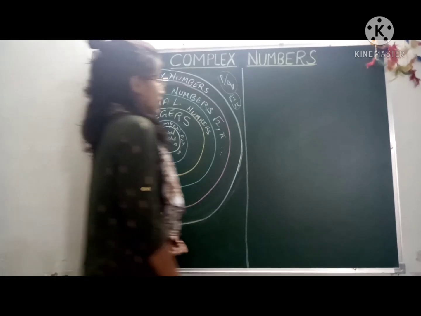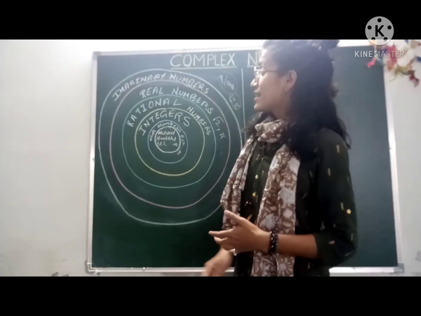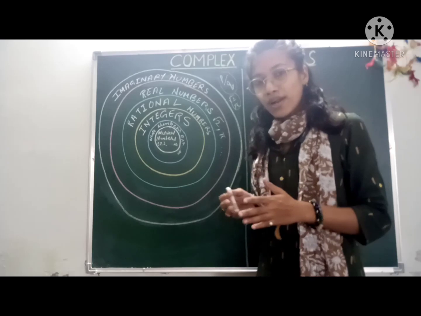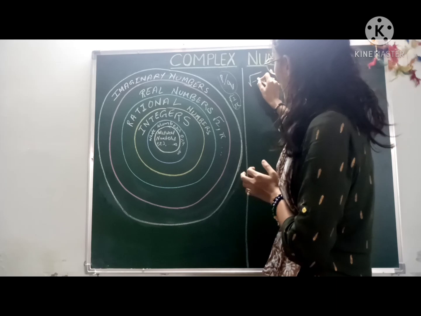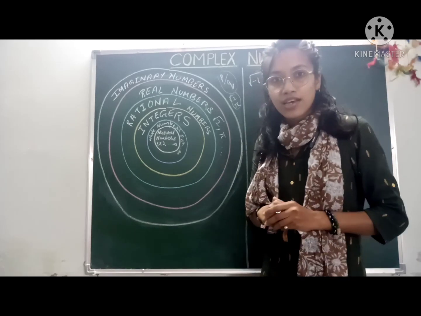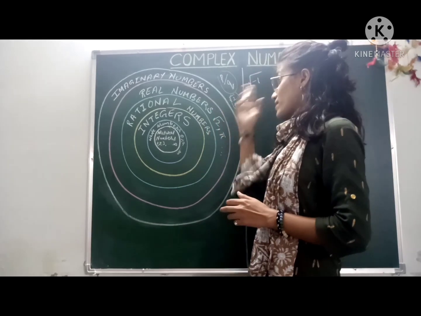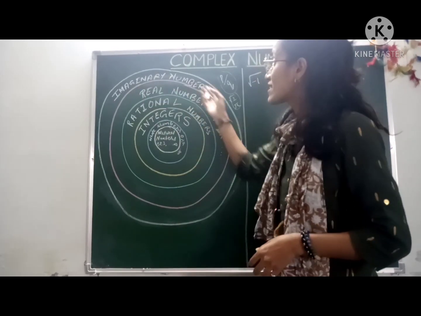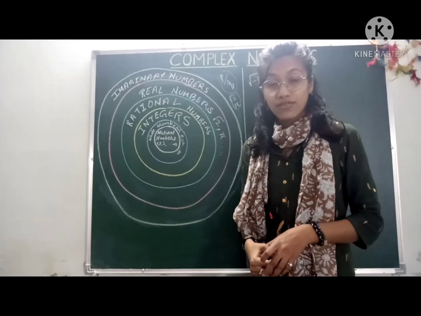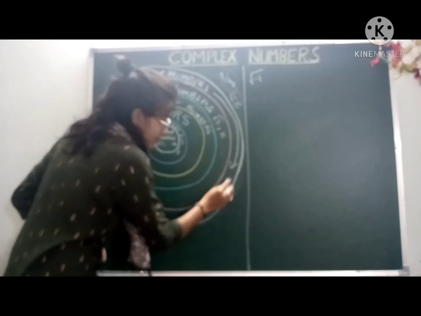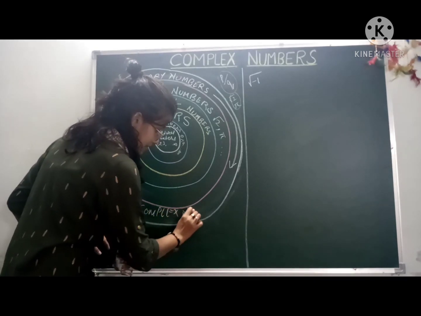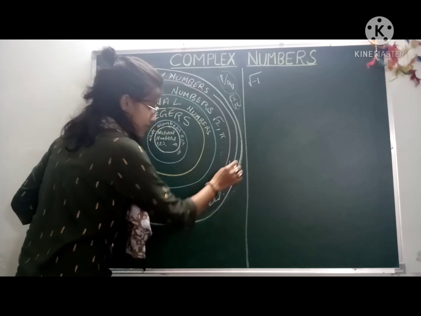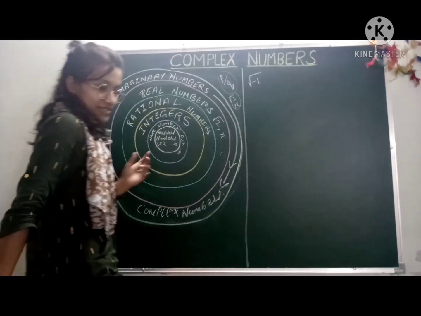Now we have roots of negative numbers. These are not real numbers. They come under the imaginary numbers. The numbers which are imaginary are actually known as complex numbers. So this is the concept of complex numbers.